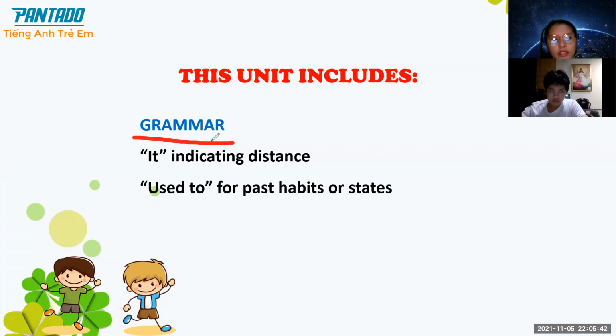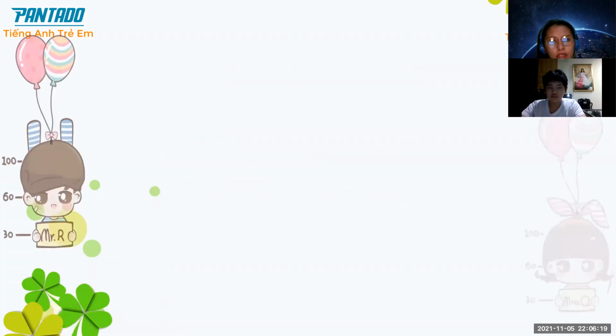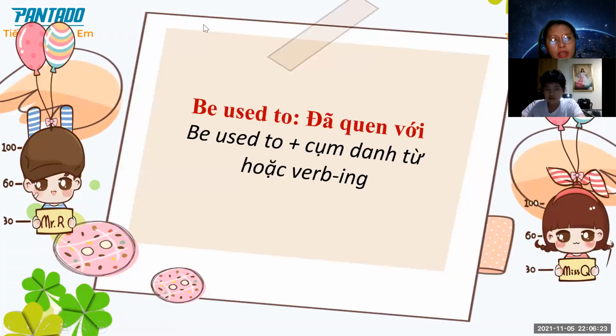So we will talk about the use of it and used to. Our lesson for tonight includes it, indicating distance, and used to, which is used for past habits or states. When we use the word used to, it means past habits or states, and it is for distance. Teacher will give more examples here for you to understand more. Be used to, with the verb in ing form.